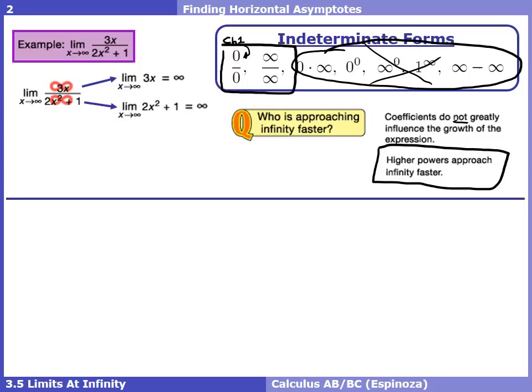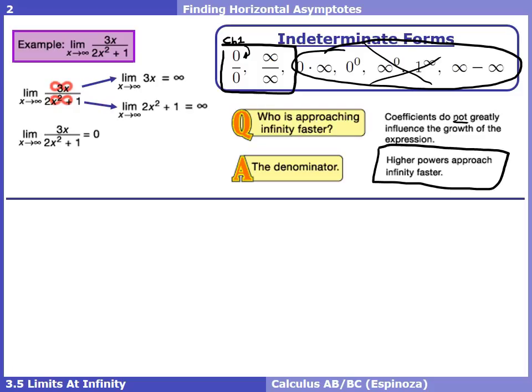Higher powers approach infinity faster. That is to say, 3 times infinity is not as big as 2 times infinity squared, like you see in the bottom. And that's the answer to the question. The bottom is growing much faster than the top. They're still getting to infinity, but the piece that's winning the race, I suppose, is the bottom. Since the bottom has a square for its x, that's going to get to infinity way faster than x, just an x. So what does that mean?